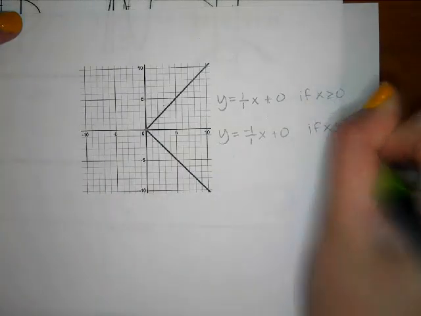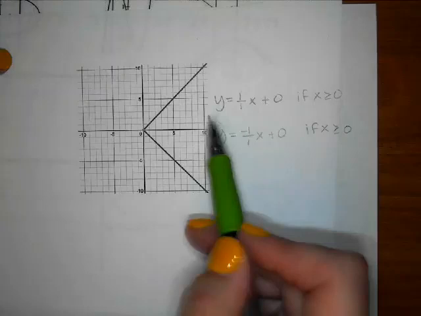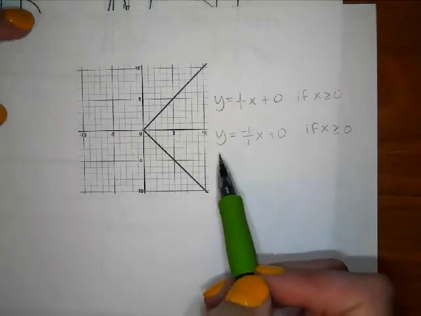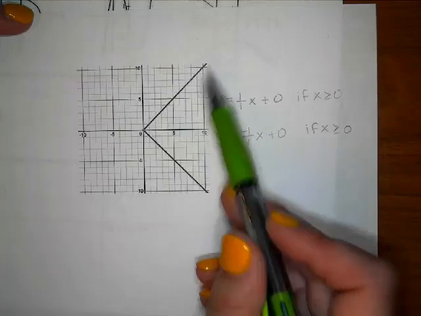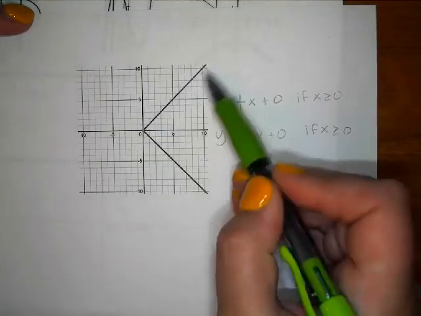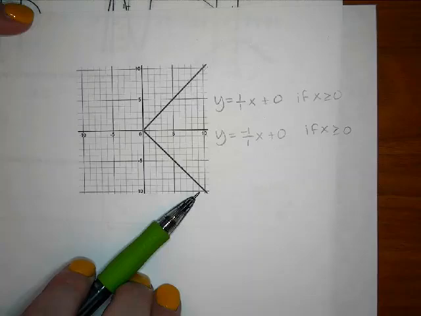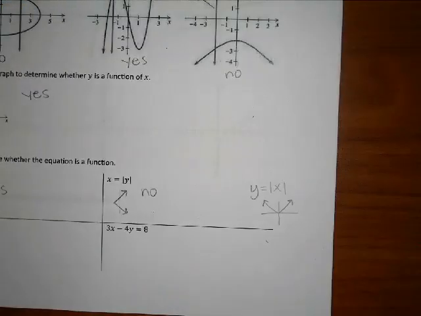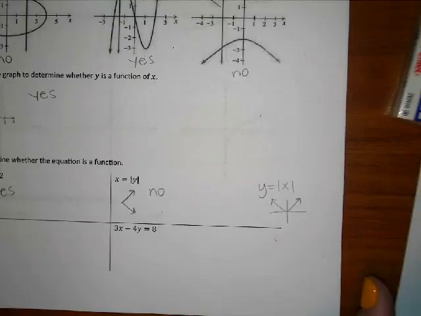So you didn't have to do this. You didn't have to write these equations. But what is important to notice is that if you were to write equations for this and write them as functions, it would be one function, two functions to represent the equation. And that means it's not a function on its own.